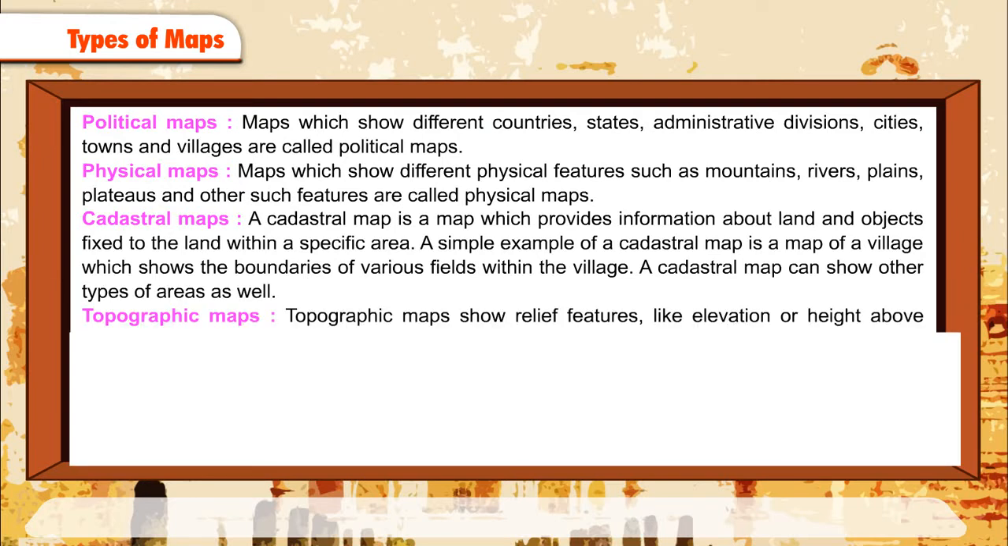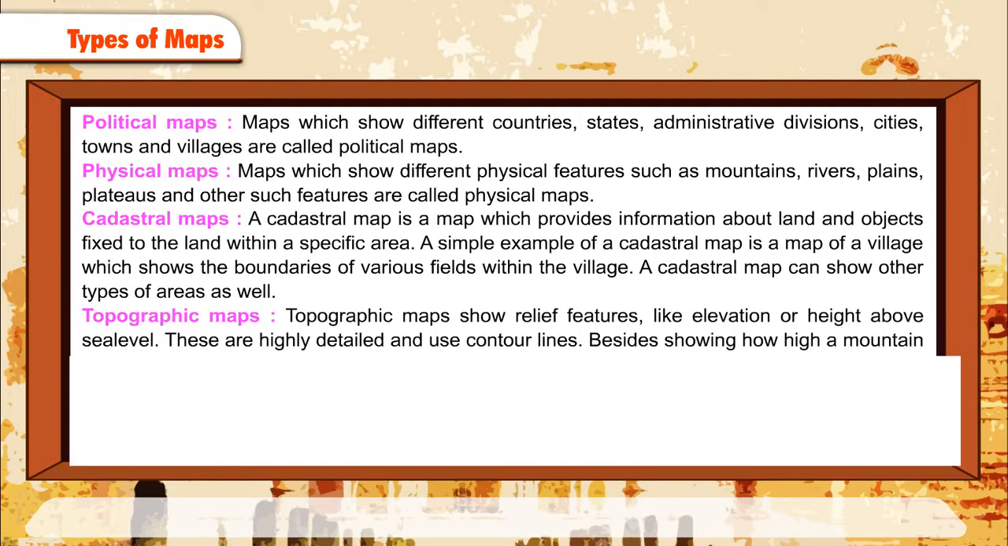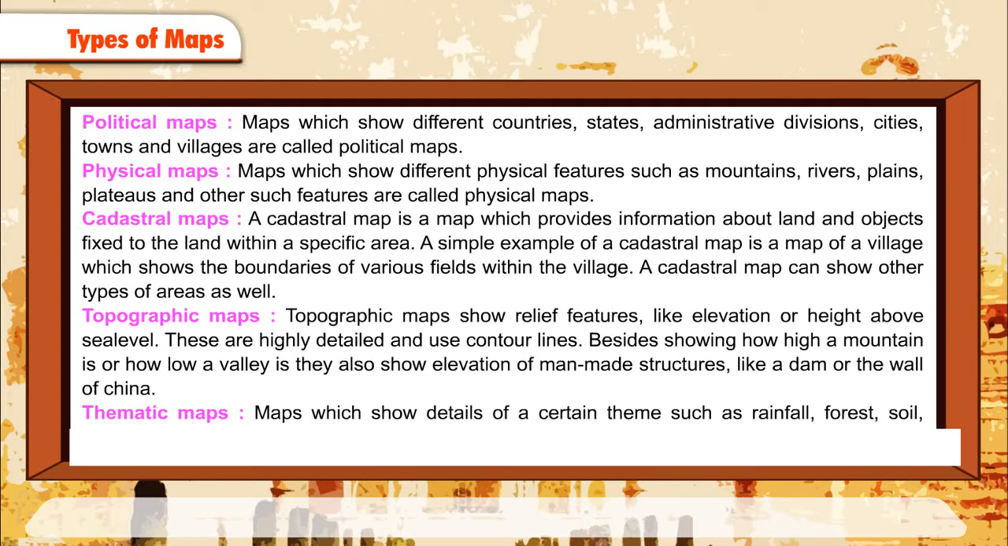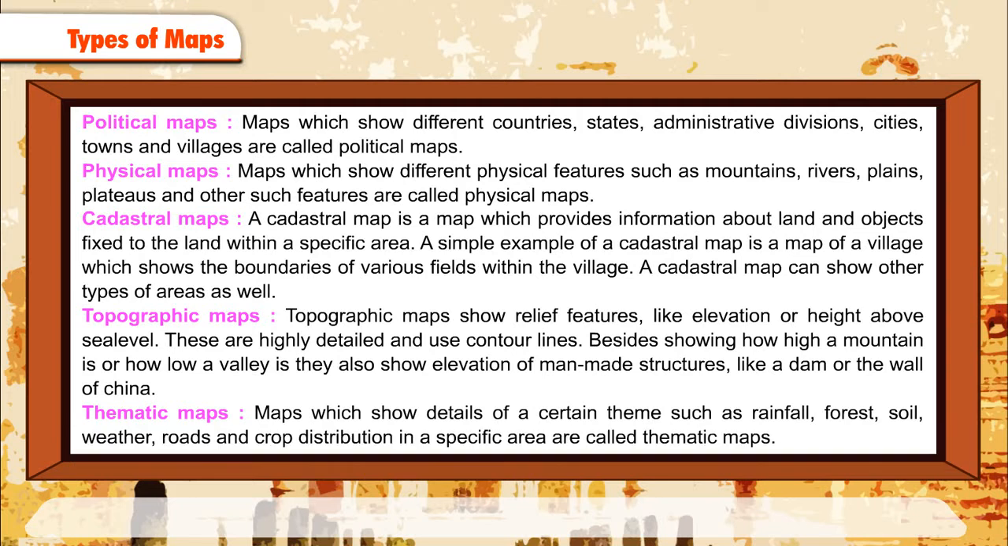Topographic maps. Topographic maps show relief features like elevation or height above sea level. These are highly detailed and use contour lines. Besides showing how high a mountain is or how low a valley is, they also show elevation of man-made structures like a dam or the Wall of China. Thematic maps. Maps which show details of a certain theme such as rainfall, forest, soil, weather, roads and crop distribution in a specific area are called thematic maps.